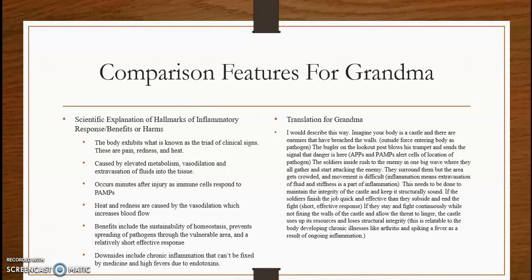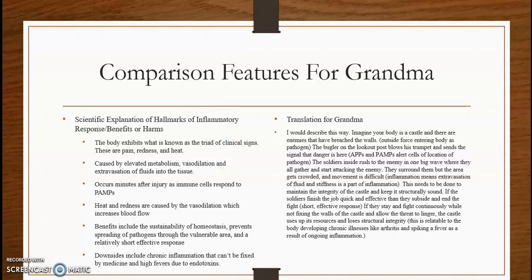The soldiers inside rush to the enemy in one big wave where they all gather and start attacking said enemy. They surround them, but the area gets crowded and movement is difficult. Inflammation means extravasation of fluid, which is the gathering and pooling of fluid in one spot, and stiffness is a side effect of inflammation. This needs to be done to maintain the integrity of the castle and keep it structurally sound. If the soldiers finish the job quickly and effectively, then they subside and end the fight.